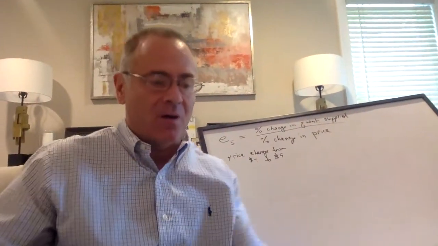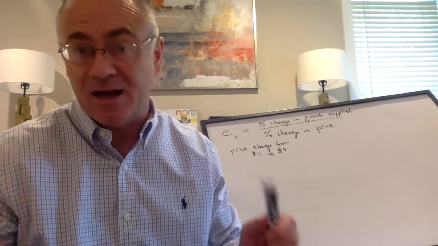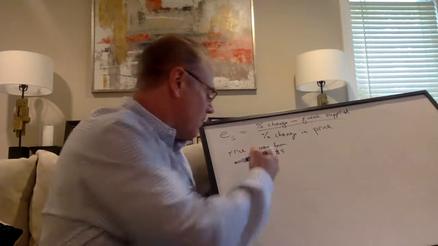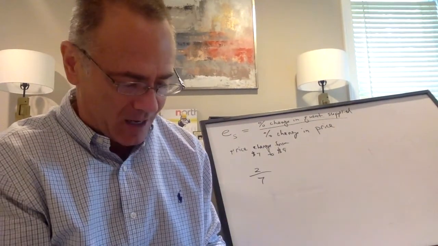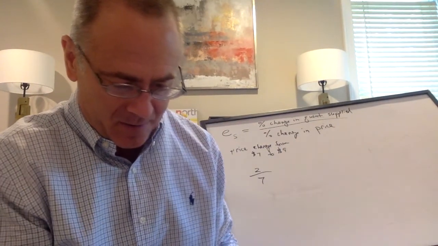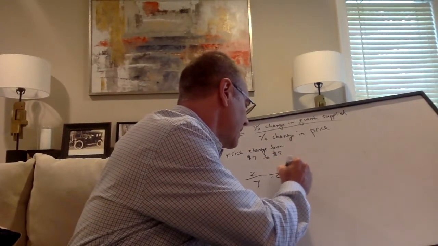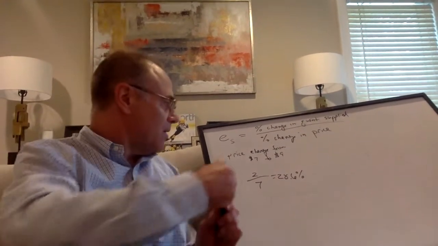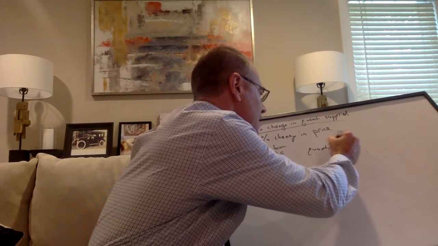When price changes from 7 to 9, that means price increases by $2 from a base of $7. What's the percent increase in price? Well, it's 2 divided by 7. I have my calculator, and I get 28.6%. Now, what happens to quantity change?